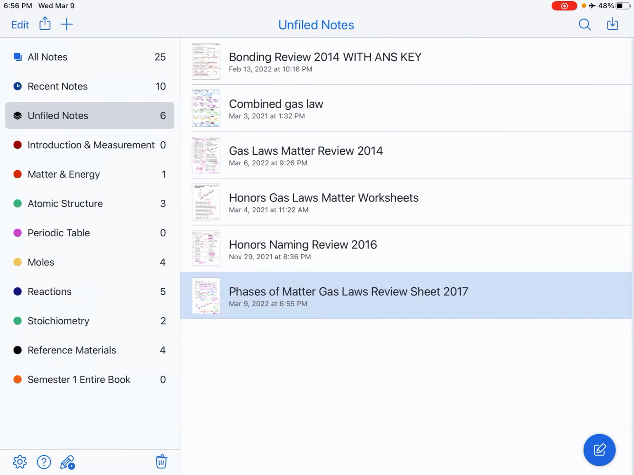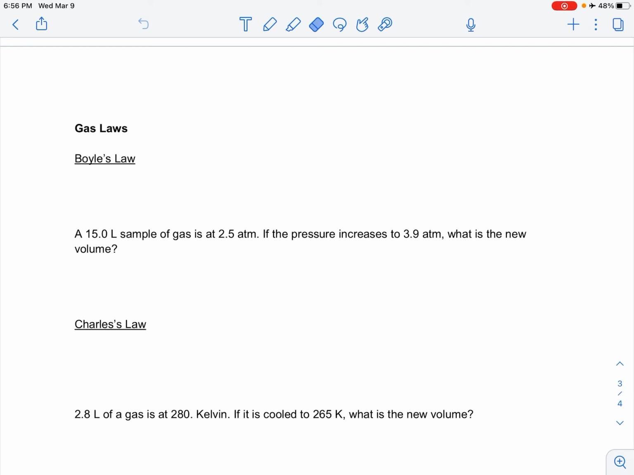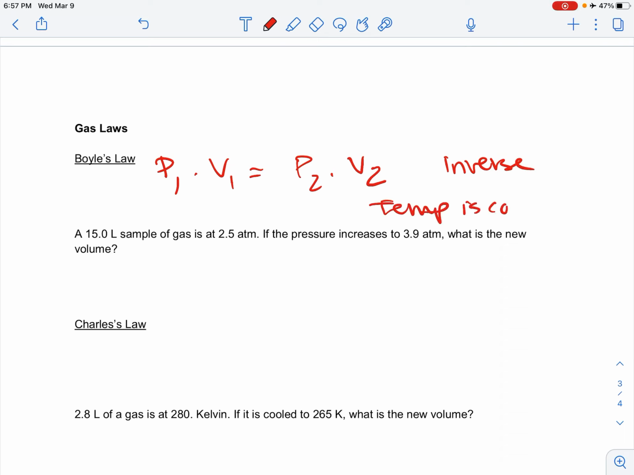So back to this. Boyle's Law is where temperature is constant. So this is P1 times V1 equals P2 times V2. And this is an inverse or indirect relationship. So temp is constant, so you do not include it in your formula.